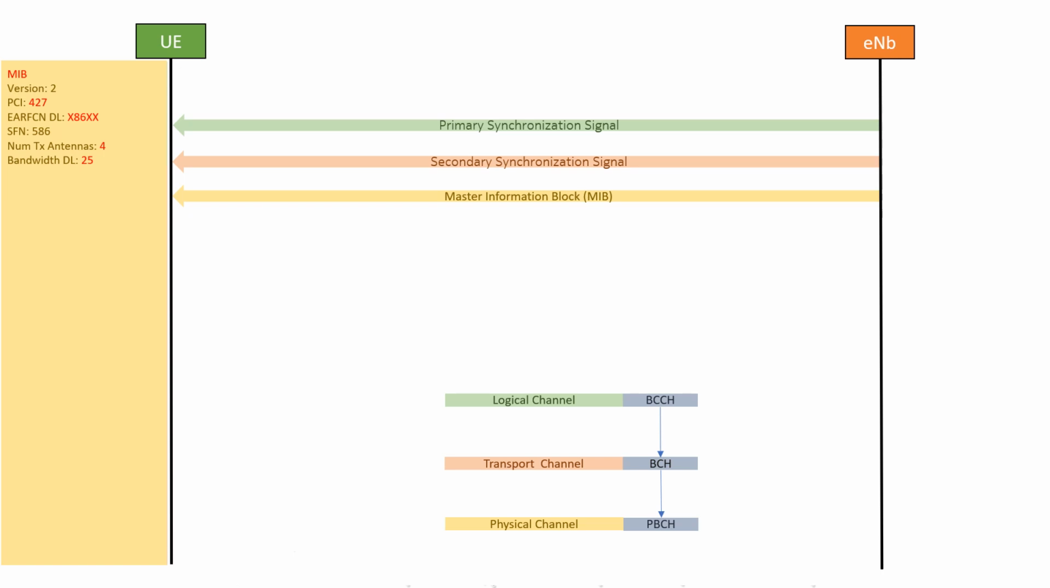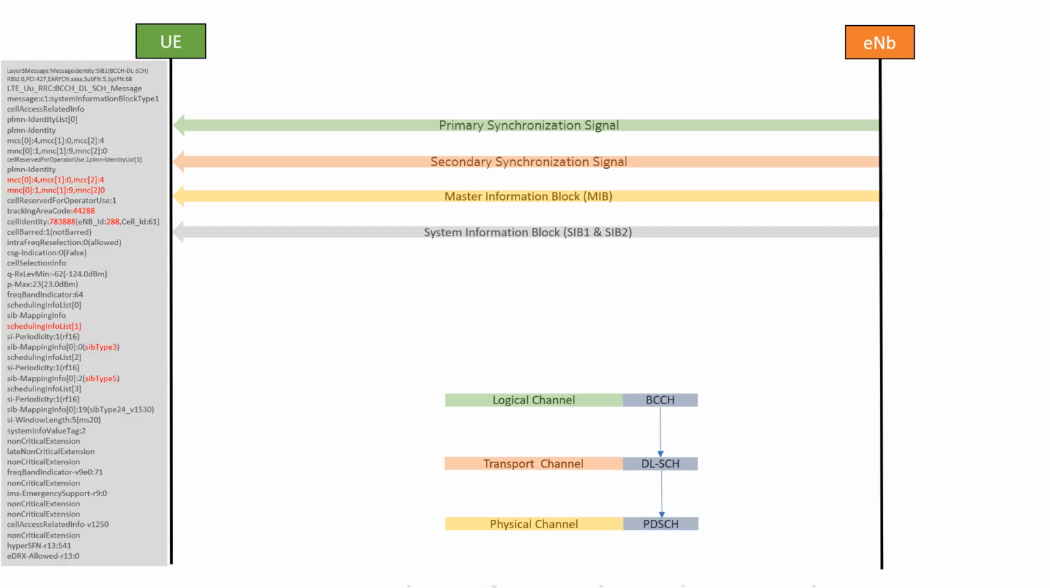The MIB carries very limited but essential information for UE to access the network, such as the downlink channel bandwidth, PHICH configuration, and system frame number. Additionally, the MIB also contains information about whether other SIBs are scheduled or not.